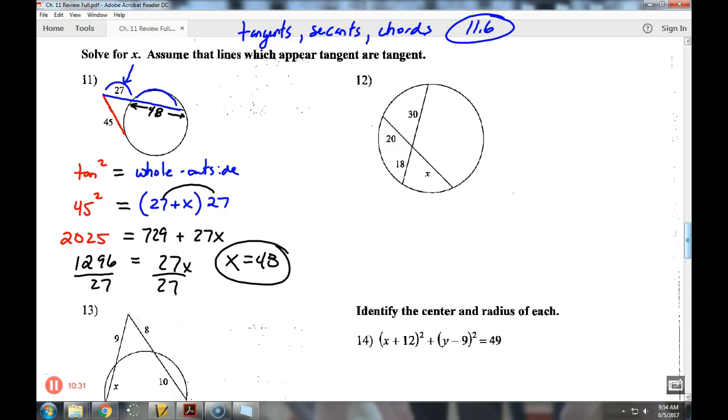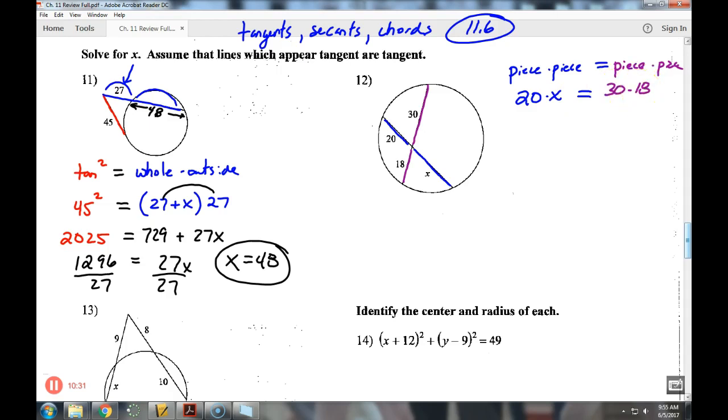Alright, number 12. On number 12, we actually have two chords. So we have this purple chord that's made up of two segments, and then we have the blue chord that's made up of two segments. So when you're talking chords, it's piece times piece of one chord equals piece times piece of the other. So I'm going to go ahead and bust these out. So when I look at blue pieces, I have 20 times x equals, and then the purple pieces are 30 times 18.